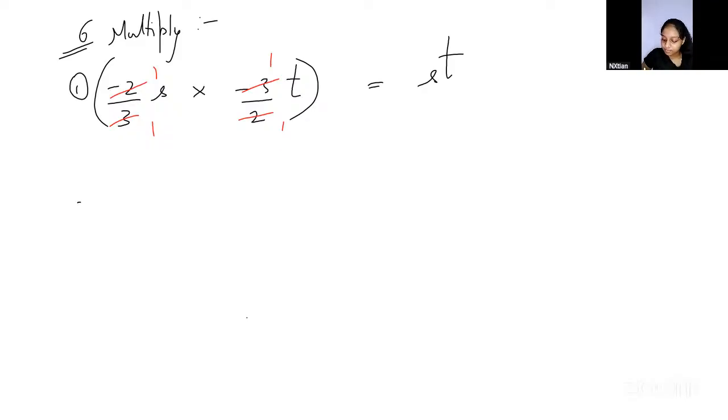Second one, you have multiplying minus 2y square into 1 by 2. Okay, it is positive, 1 by 2 z square.